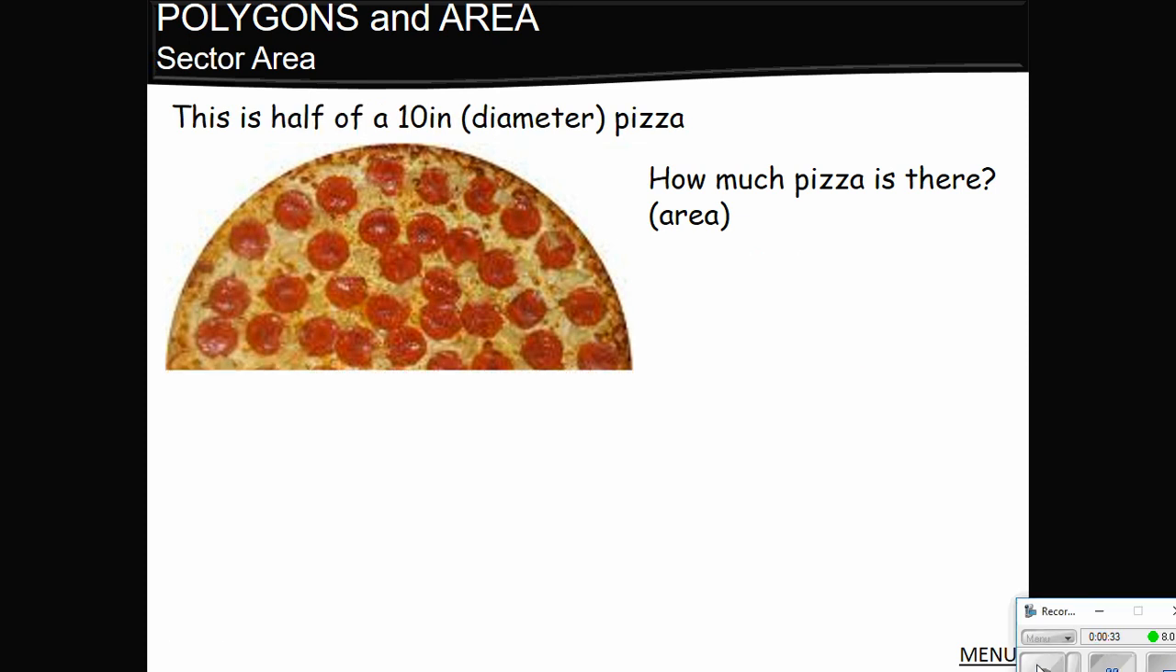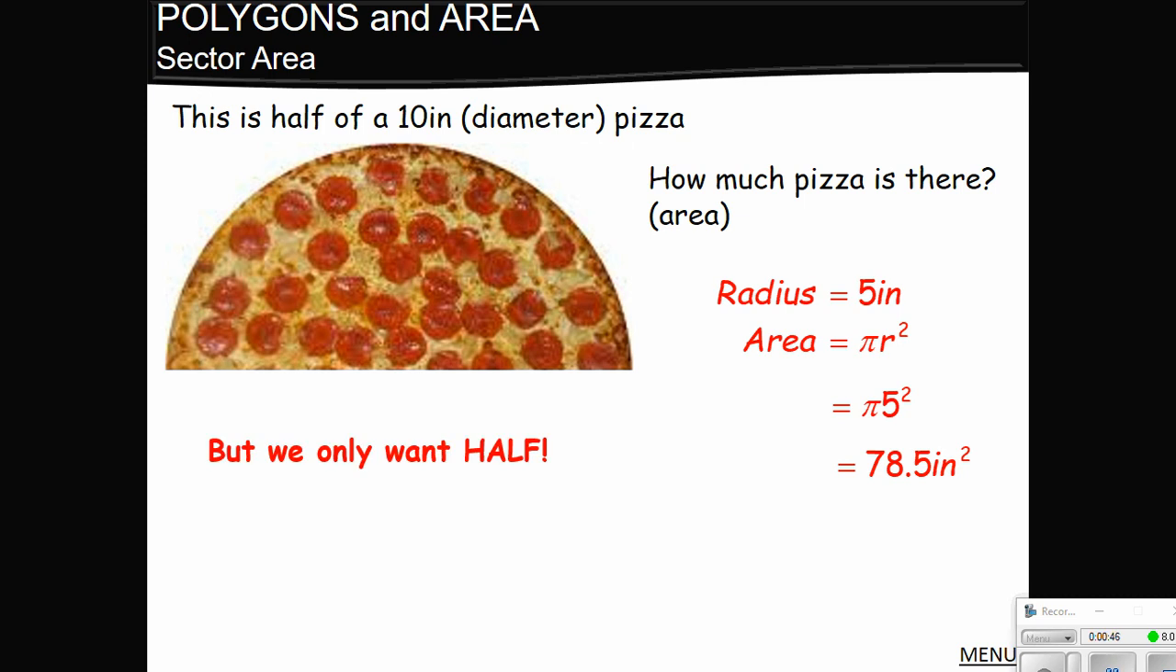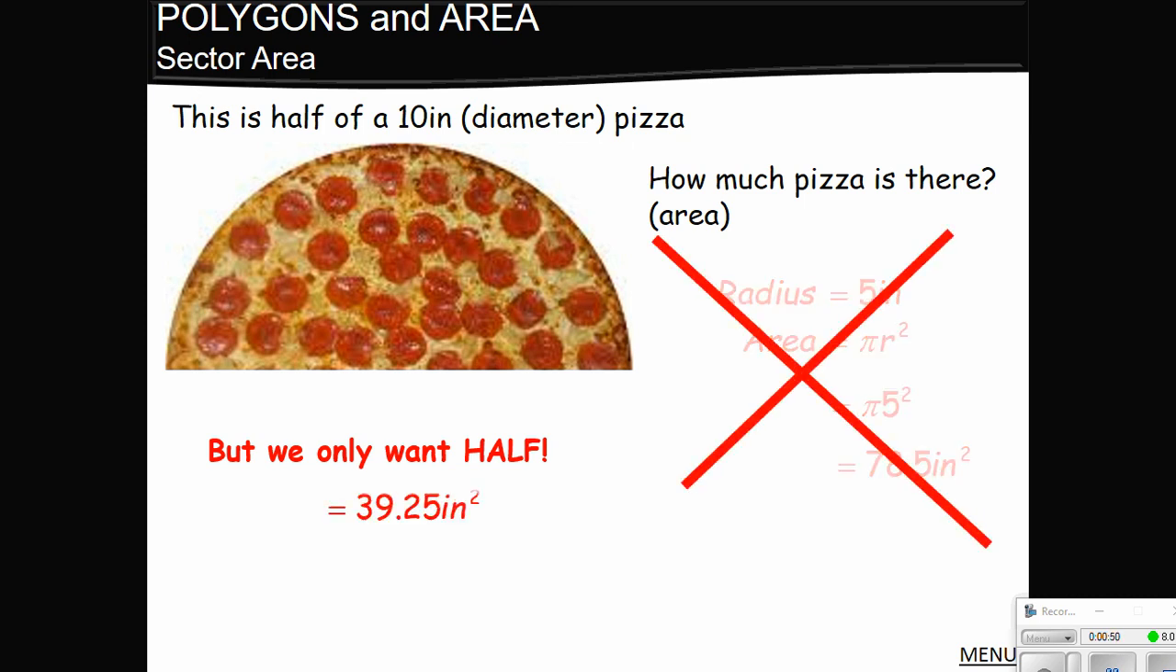Now, what if we only wanted half the pizza? Well, same thing. We would find the area of the pizza. We would calculate it the same way and get 78.5, but we'd only want half of that, so we would take half of our answer. So 78.5 would not be the correct answer. We would take half of 78.5 and get 39.25. We took the area of the whole pizza and multiplied by the fraction of the pizza that we wanted.